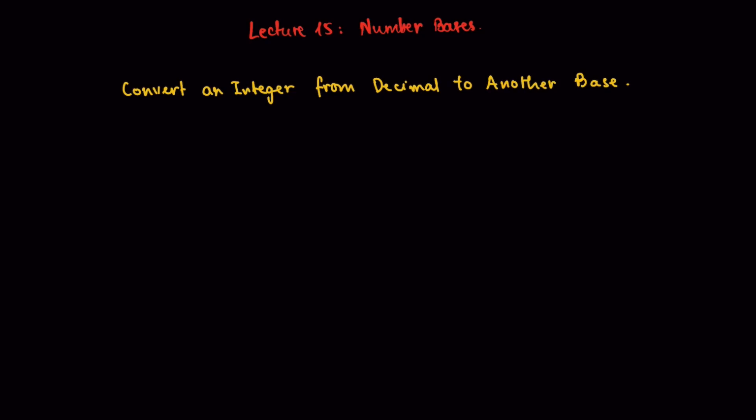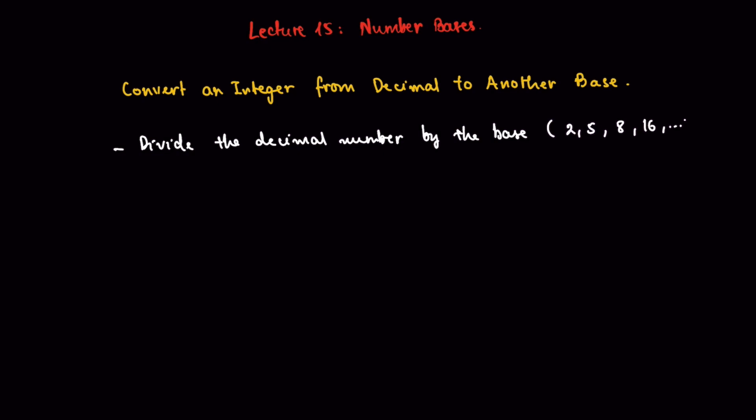Hello everyone, in this video we're going to learn how to convert an integer from decimal system to another base. The procedure is that the first step, you want to divide a decimal number by the base. It can be base 2, base 5, base 8, base 16, doesn't matter. The first step is always going to divide the number in base 10 by the base that you will look to convert to.